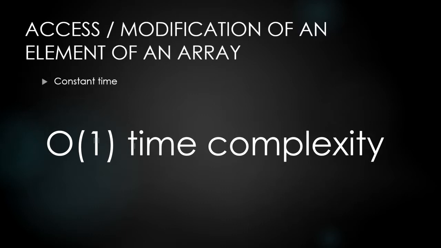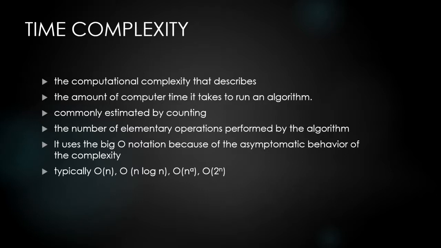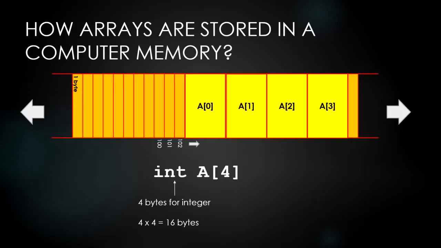Now, I hope you have learned about time complexities in your previous programming class. But just to review, time complexity is the computational complexity that describes the amount of computer time it takes to run an algorithm, commonly estimated by counting the number of elementary operations performed by the algorithm. It uses the big O notation because of the asymptotic behavior of the complexity. Typically, big O of n, big O of n log n, big O of n alpha, and big O of 2n. So going back, how does this really happen?